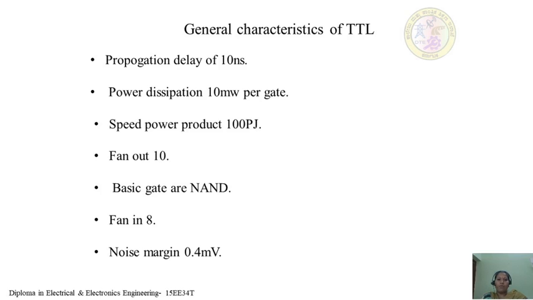The next characteristic is fan out. It has a fan out of 10. First, let me explain what fan out is. Fan out is the maximum number of loads that the output of a gate can drive without affecting its normal operation. Let me redefine this: fan out is the maximum number of loads that the output of a gate can drive without affecting its normal operation. So the TTL logic family has a fan out of 10 gates.